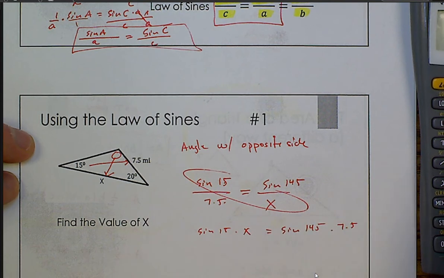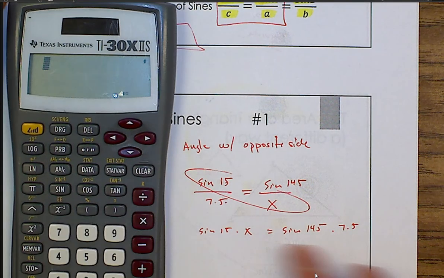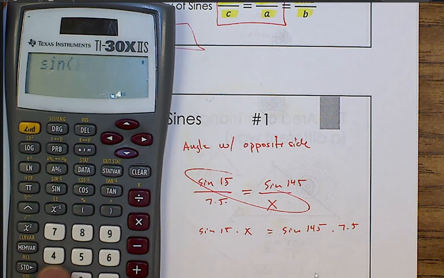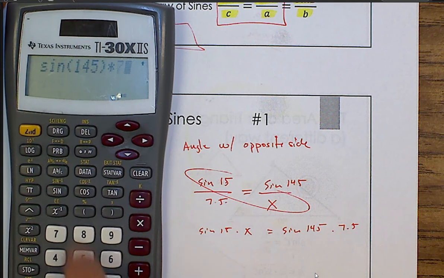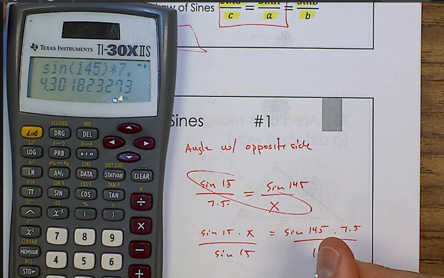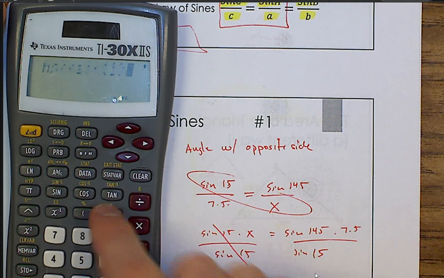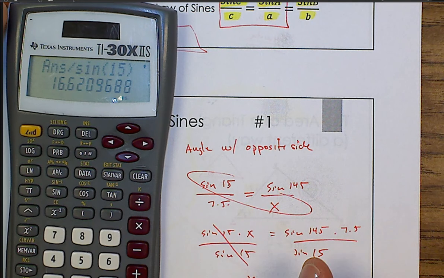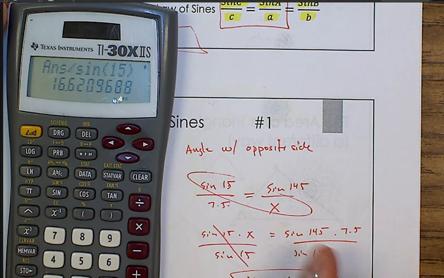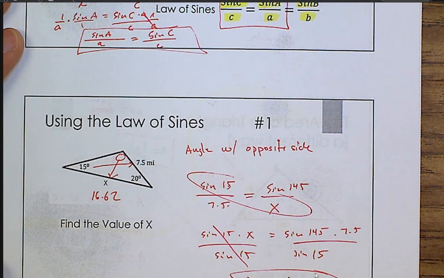And this just becomes calculator work. So I'm going to do this part on the right first. So the sine of 145 times 7.5, it equals. And then I'm just going to divide that by the sine of 15 to solve for x, right? Because I'm going to get x equals, and then I'm going to divide that by the sine of 15. And so I get 16.62. So 16.62 would be my answer for x. So that's finding the side.